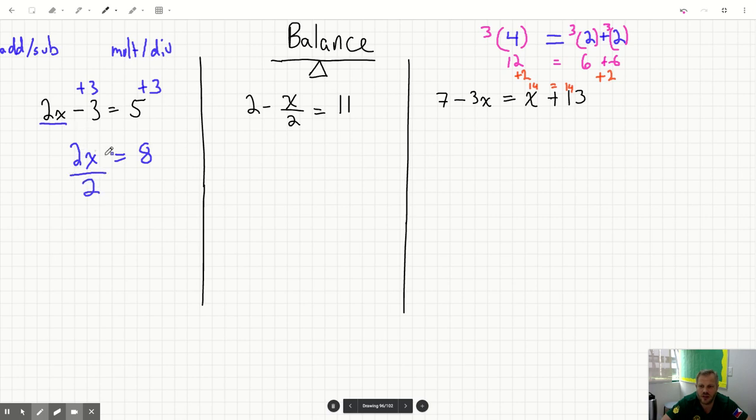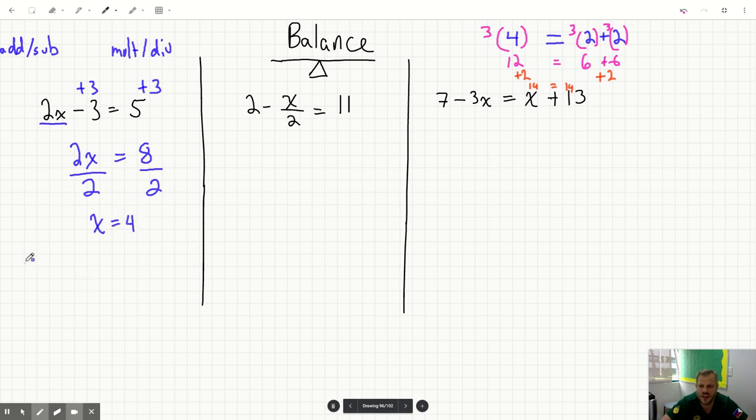I can show that as a fraction. Divide by 2 here. And now we have, if we divide both sides by 2, they're going to be equal. And by the way, if there was another part here, we'd also have to divide that by 2. So we end up with x is equal to 4.